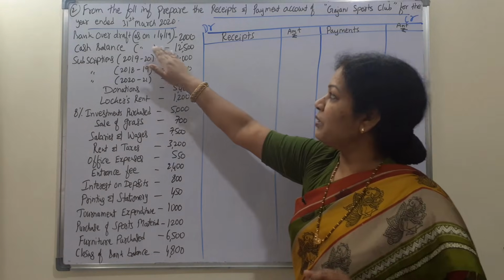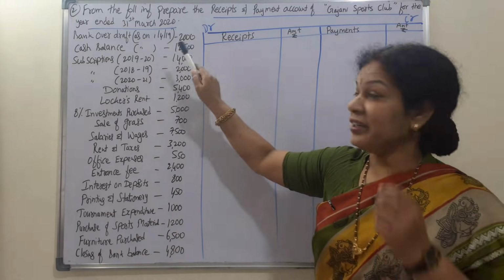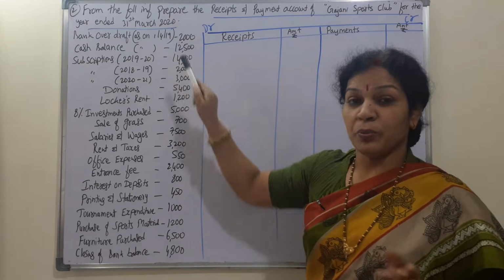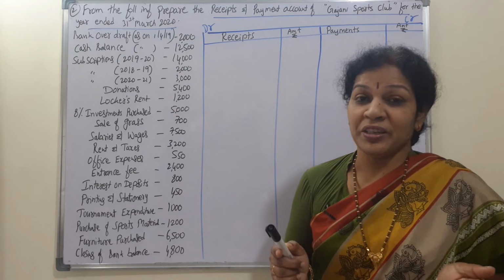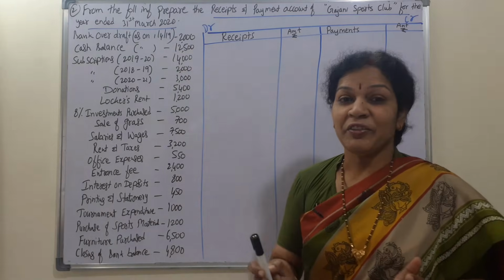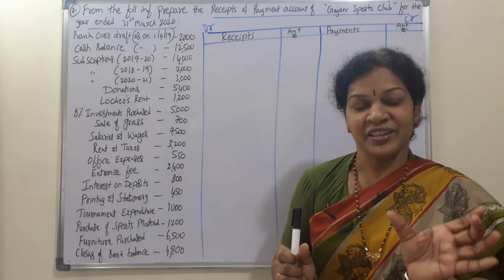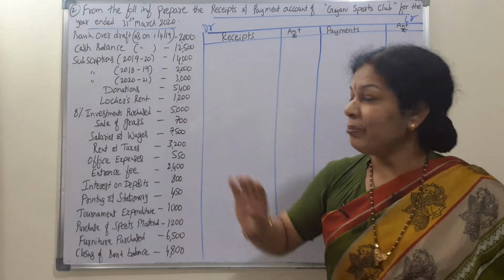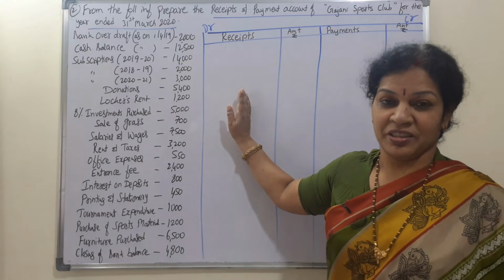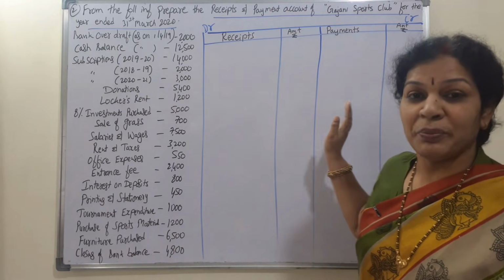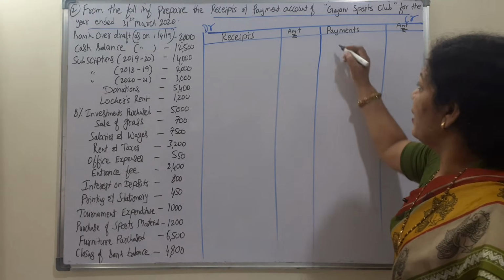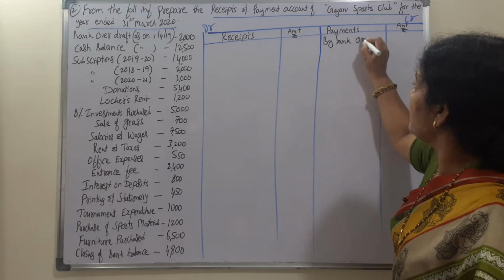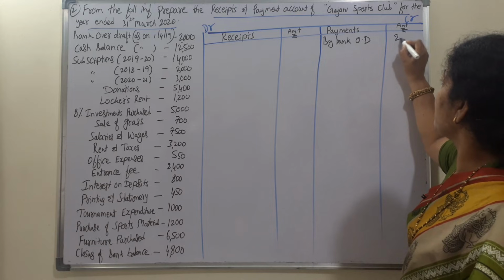Now, bank overdraft as on 1/4/2019. We are actually preparing for 31st March 2020, so 1/4/2019 means this is the opening balance, and closing will be 31st March 2020, one year, right? This is the opening balance of bank overdraft. If it were a favorable balance, we would write it on the debit side. This is an overdraft, so we'll write it on the credit side. By bank overdraft, OD means overdraft, 2000.